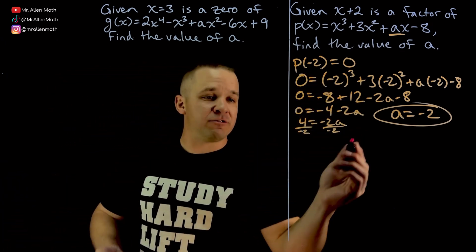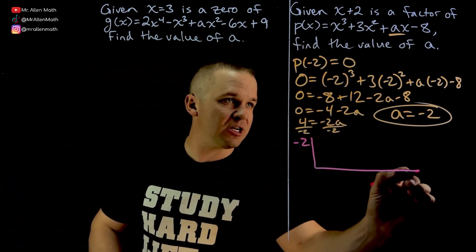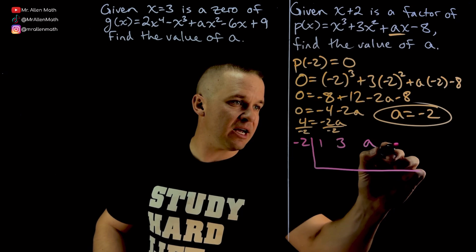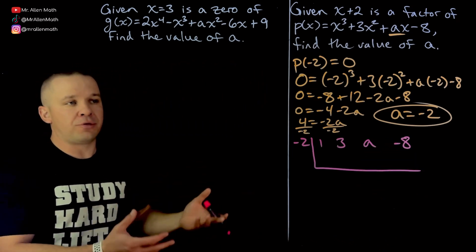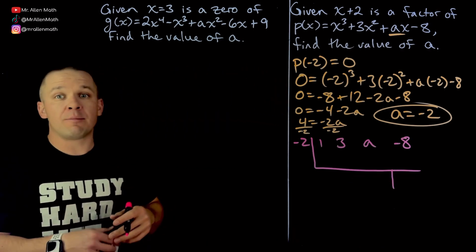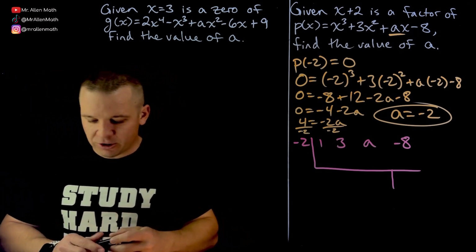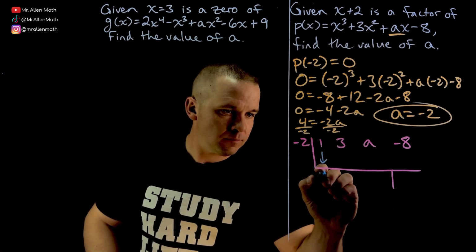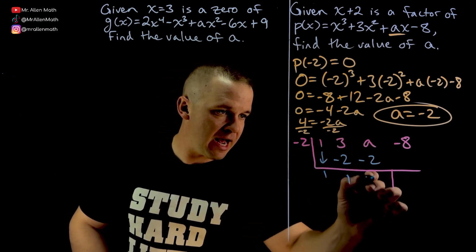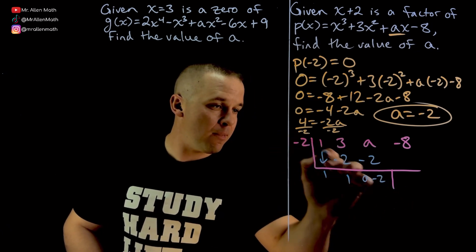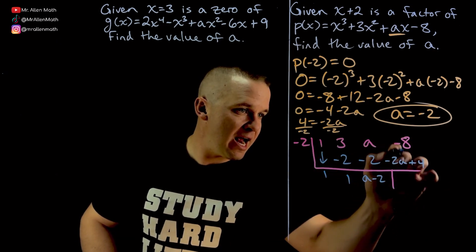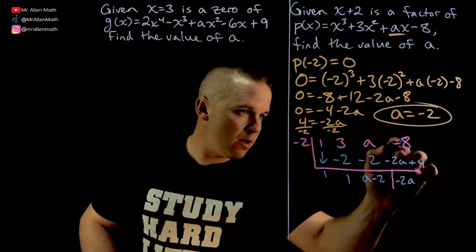If I take the same negative 2 and I set up synthetic division here, 1 for my x cubed, 3 for my x squared, a, and then negative 8, I'm going to use the remainder theorem, which the remainder should be 0, right? This should be 0 right here. And I'm going to use that to solve for a. So check it out. If I drop down that 1, go through my process, that's negative 2, right? I multiply those. Then I add them. Then I multiply, then I add them, so that's a minus 2. Then I multiply, that's negative 2a plus 4. Then I add these, I get negative 2a minus 4.